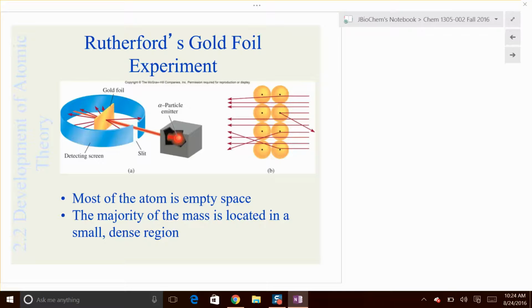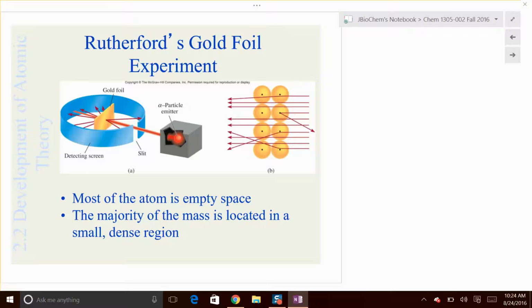But then what he saw was a pattern of deflection all around it. So most of it goes straight through, and then some of it gets deflected. And they were just baffled by this because they had no idea that this was going to happen. They expected that most of it wouldn't go through and that you would have all kinds of other deflections. So what is happening?